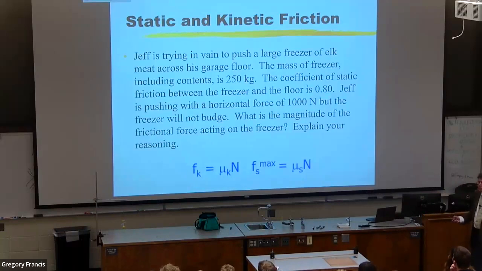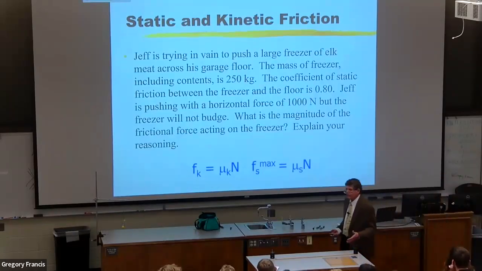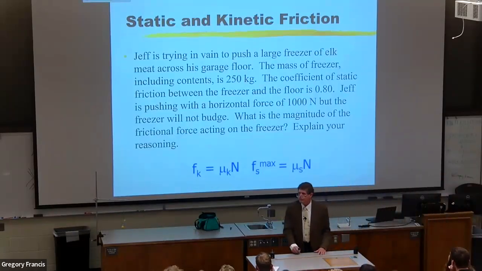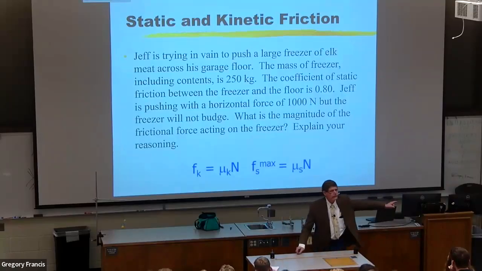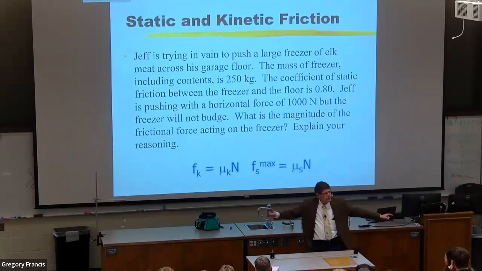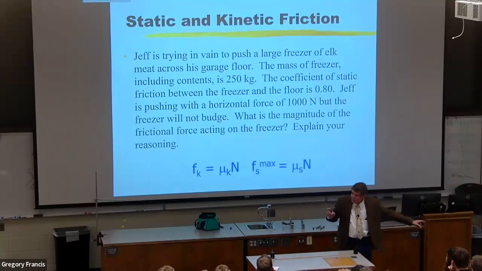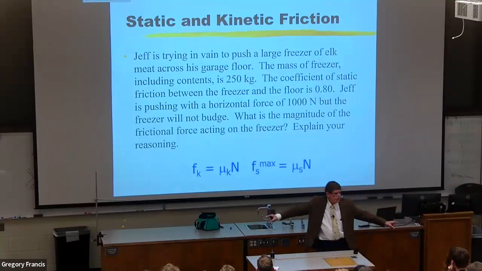I hope you told your neighbor it's 1,000 newtons. Because if it's not going anywhere, the free body diagram for that freezer has to scream balance, zero. And so if Jeff is pulling this way with 1,000 newtons, the friction must be 1,000 newtons that way. If Jeff's pulling with 800 newtons that way, the friction is going to be 800 newtons that way. It's that simple.